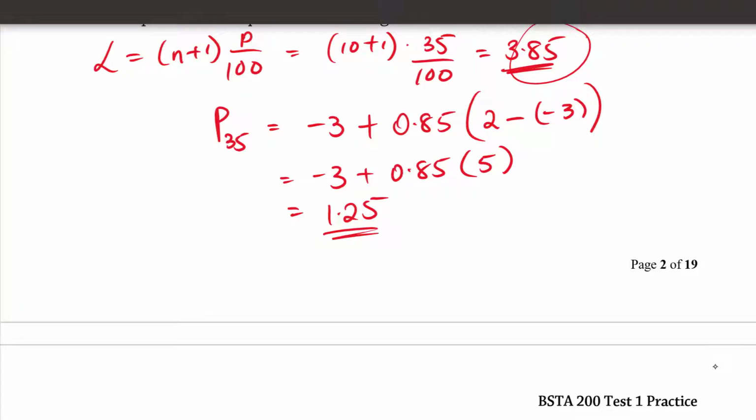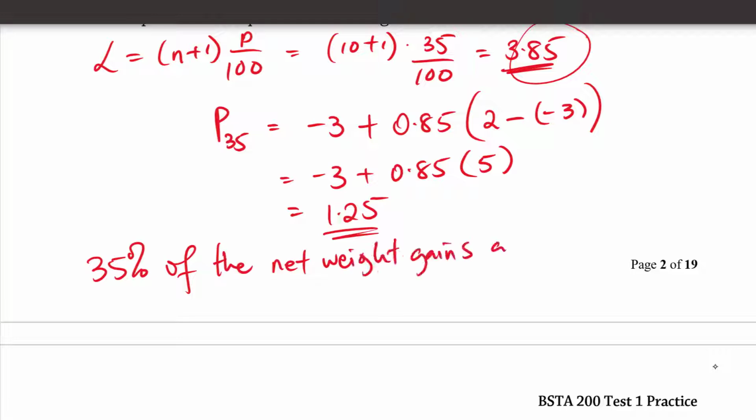And how do we explain that? So again, we say 35% of the values will be less. So 35% of the net weight gains are less than 1.25 pounds.